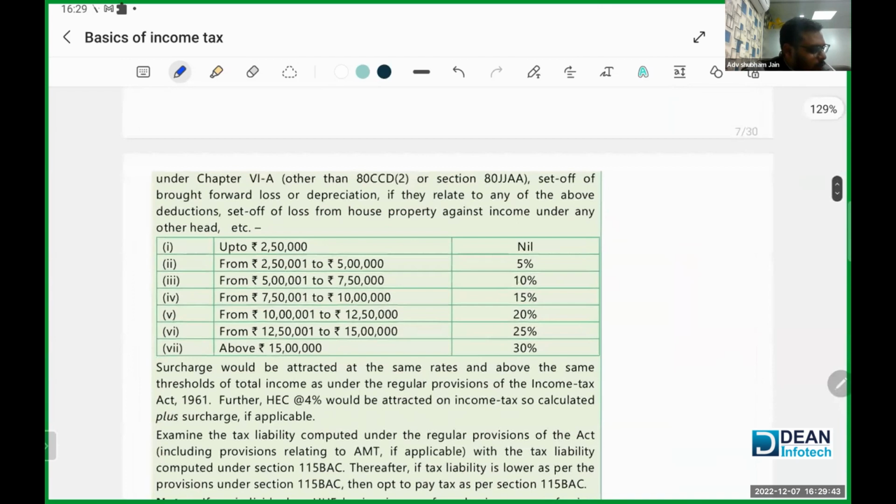Like you can see on your screen, up to rupees 2,50,000, the rate is nil. From 2,50,000 to 5 lakh, the rate is 5%. From 5 lakh to 7.5 lakh rupees, the rate is 10%, and so on. These are the new rates that the government has prescribed under section 115BAC. Now the government says you can opt for these new rates as well. But opting for these new rates, that is, filing the ITR and calculating tax with these new rates, comes with certain conditions.